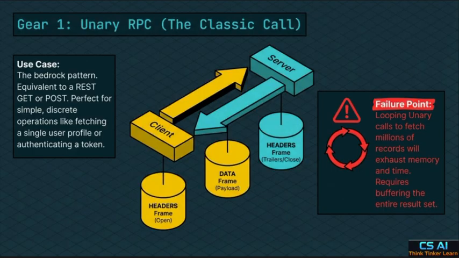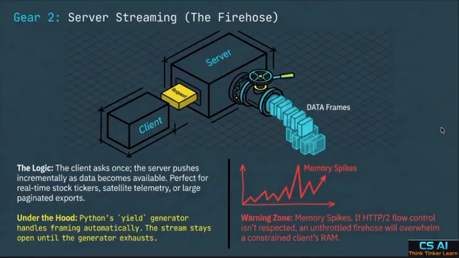Gear 1 is the Unary RPC, the bedrock pattern. It's the gRPC equivalent of a standard REST GET or POST. One request, one response. It's perfect for discrete operations like authenticating a token. However, beware the failure point. If you try to loop unary calls to fetch millions of records, you will exhaust memory and time because the system has to buffer the entire result set before moving on. For large data, we need to switch gears.